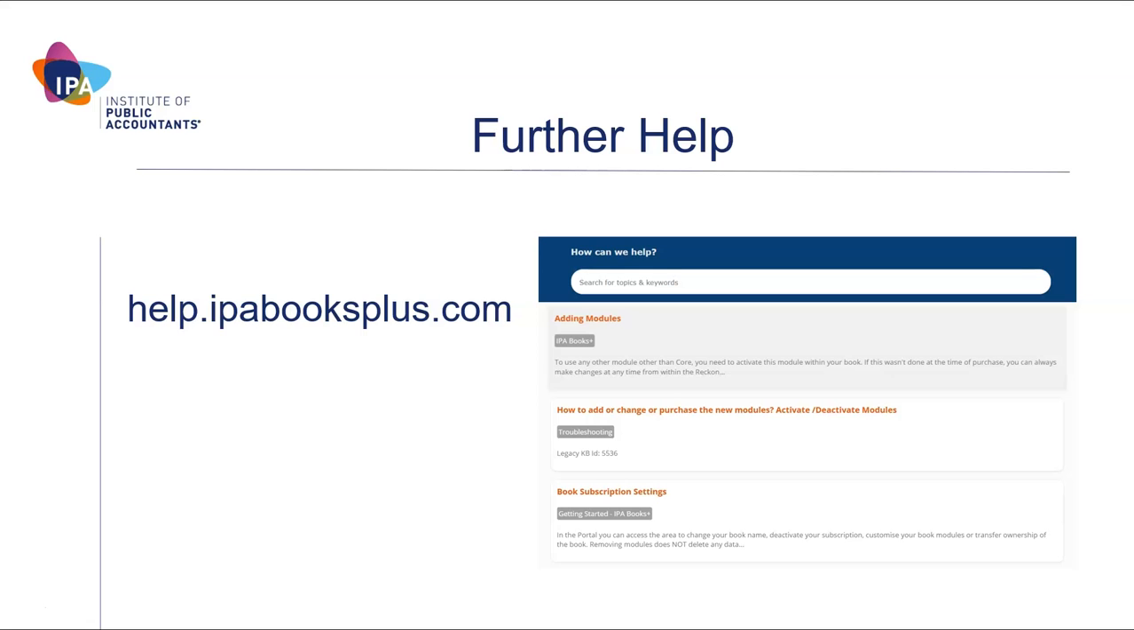Okay, so now that we've looked at customizing the modules, if you need some further help, where do you go? help.ipabooksplus.com is a great resource with a lot of help articles within there. So it's a very simple search for topics, keywords, that sort of thing. I've already put in there the modules, so it's come up with a couple of different articles that you can click on, and you can go through and get further assistance with any of those as well.